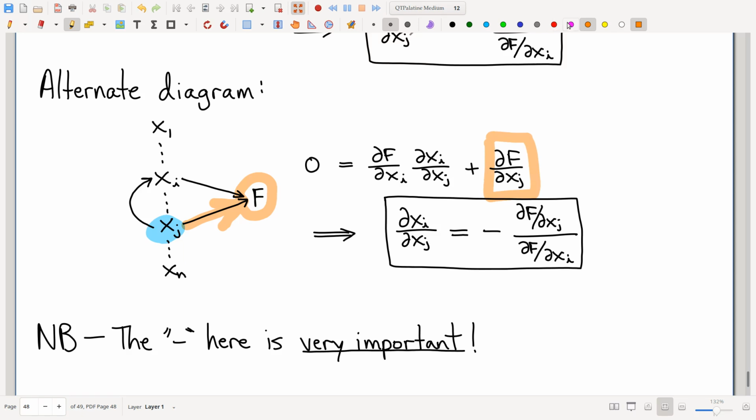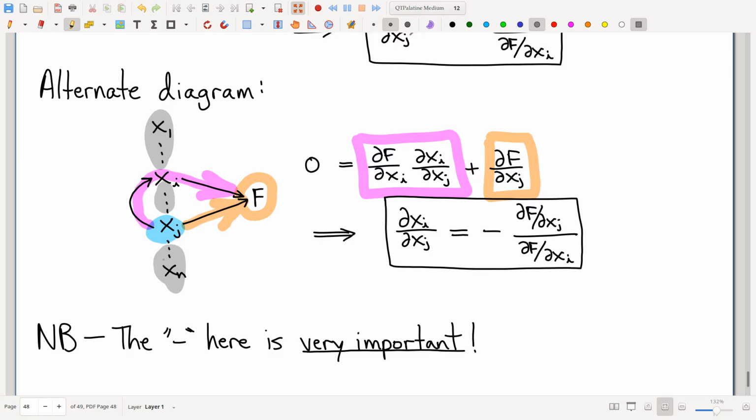But wait a second, there's also this other path, like so, by way of xi. xj causes changes in xi, and xi causes changes in f. And those are the only two things that can really happen. Because we're talking about the partial with respect to xj, partial means all the other inputs to xi are held constant. So all of these other variables have to be constant because we're taking the partial of xi with respect to xj. So those are the only two paths along which changes can propagate.